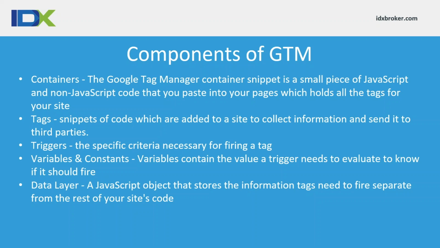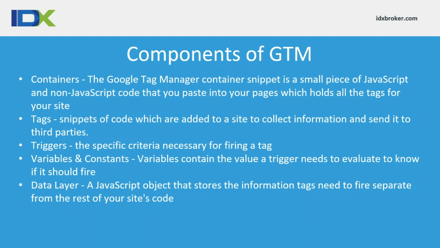Variables and constants contain the values that a trigger needs to evaluate to know if it should fire. So if you only want to fire page views on specific pages, then you need to set a variable that says this page URL is equal to this, and then if the tag manager loads on that page, it knows to fire that specific tag. Or for instance, if you're trying to send custom dimensions into Google Analytics, then you have a constant for that custom dimension, and you give that constant a value and send it into Google Analytics. You also have to set up that constant in Analytics so that it knows that the value coming from Tag Manager, like a constant number of 1, is the same as what Analytics is expecting.